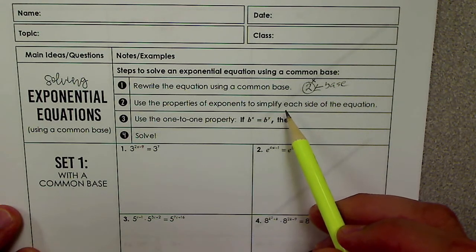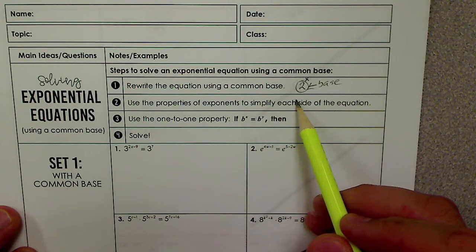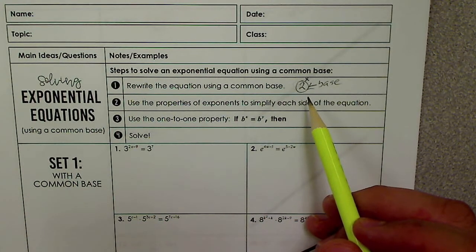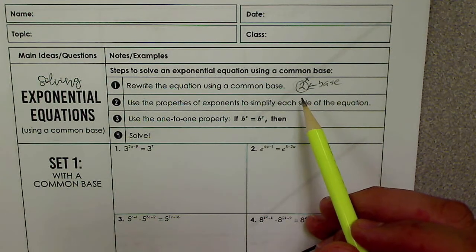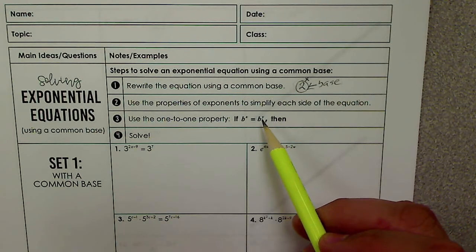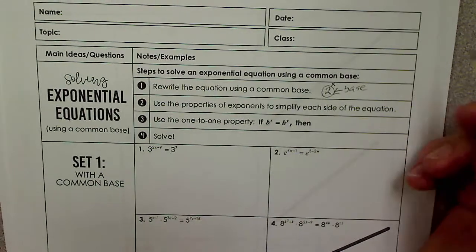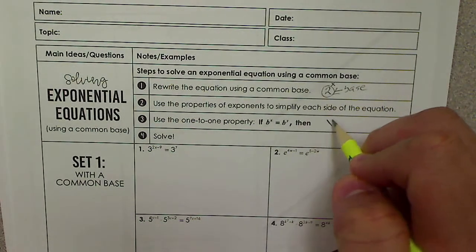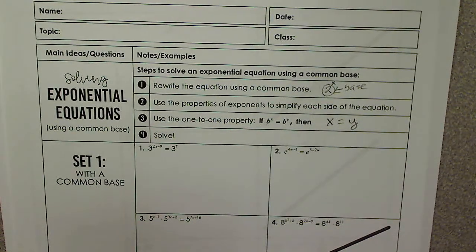Then once we do that, we're going to simplify down any exponentials that we need to, such as negative exponents and distributions, things of that nature. Then once we have common bases, we're just going to drop the base. Whatever the exponent on the left is going to be equal to the exponent on the right. And then we're going to solve it. That's pretty much what solving an exponential equation with a common base does.